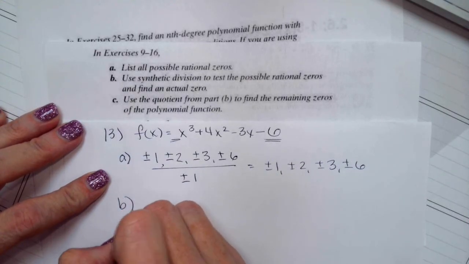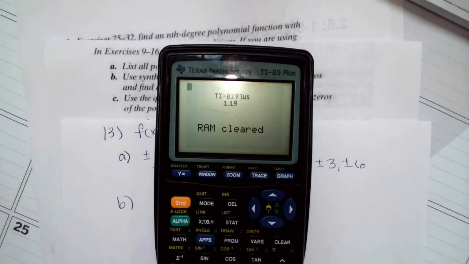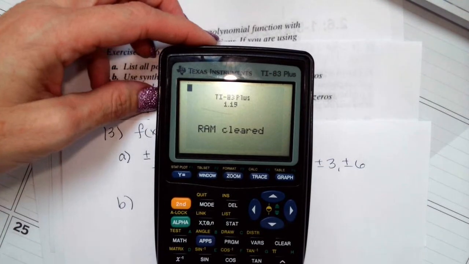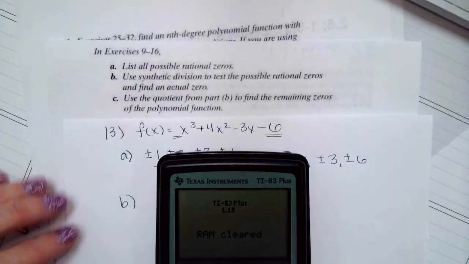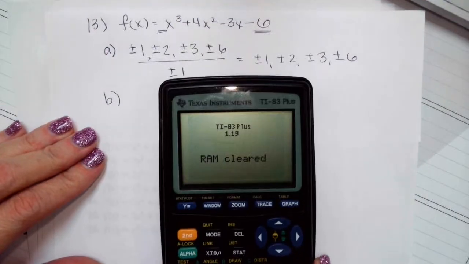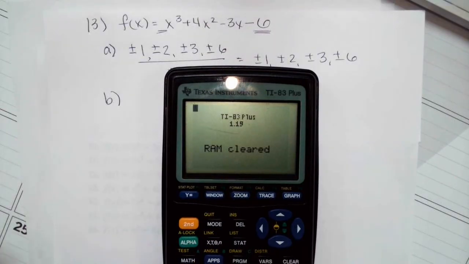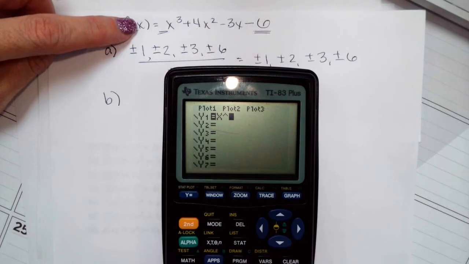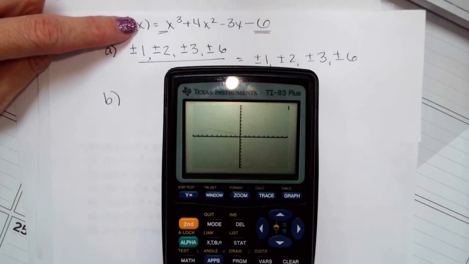All right, and then for part B, we are bringing in graphing tool, and we are going to enter in that equation. Let's see if I can get this where it's not. There we go. I hope. So we've got x cubed plus 4x squared minus 3x minus 6. I'm going to graph it.